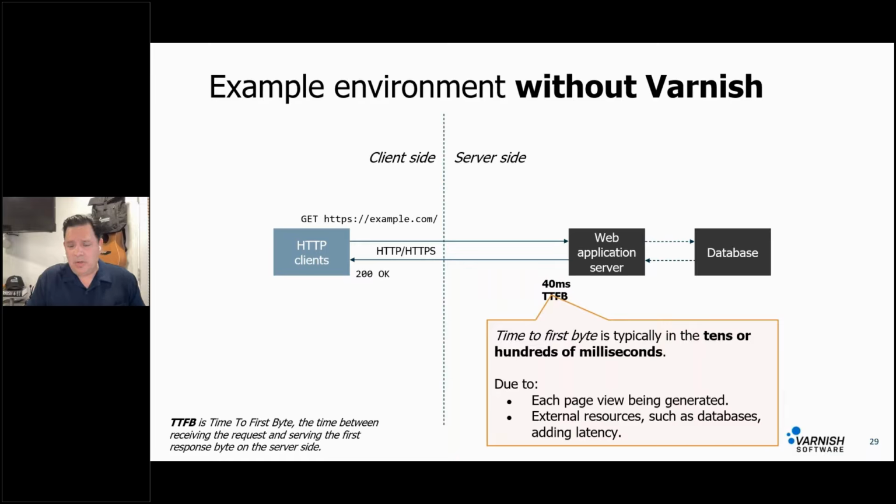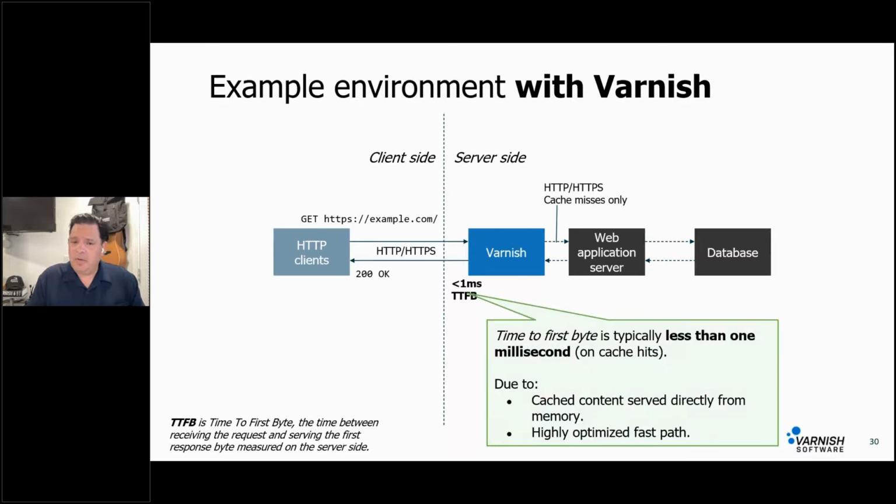Each page view is being generated. There's calls to the database. Now, if we go to the next slide, we actually see the benefit of applying cache to this workload. It went from 40 milliseconds to under 1 millisecond time to first byte. The content was served directly from memory, but you can also add disk-based caching to add that persistence and more resilience to the overall workflow.